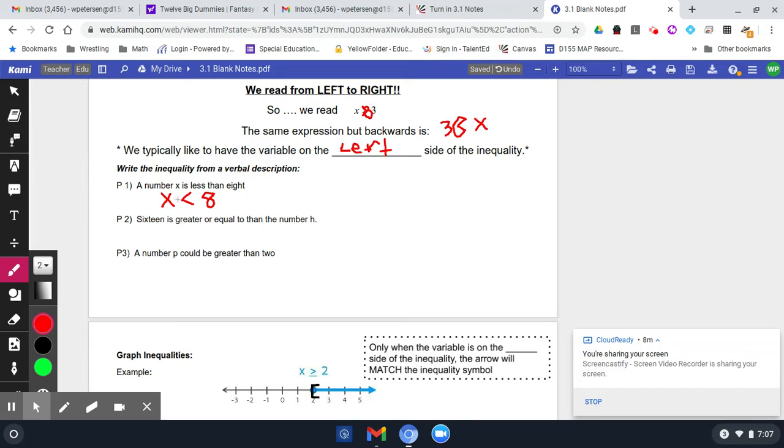X is less than. We do not want to eat the x. So we have 16. 16 is greater than, it wants greater. So it wants 16 to be greater than or equal to, put the little line under it, the number h. I'm just copying down exactly what the words are. A number p could be greater than 2. All right, there we go.